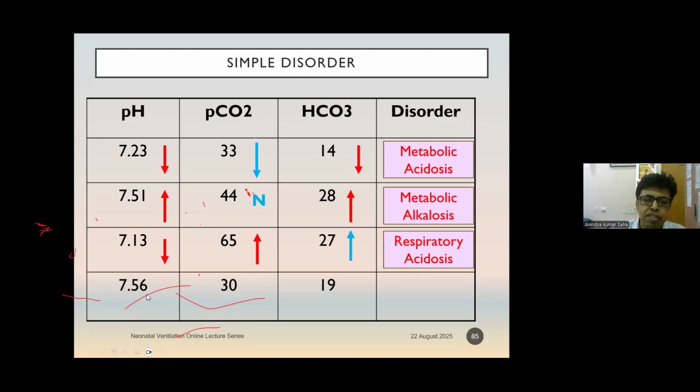In the last example, it is alkalosis and it is respiratory alkalosis, whereas bicarbonate is lower. So the direction is similar. So it is primary respiratory alkalosis. So these are the examples of simple disorder.